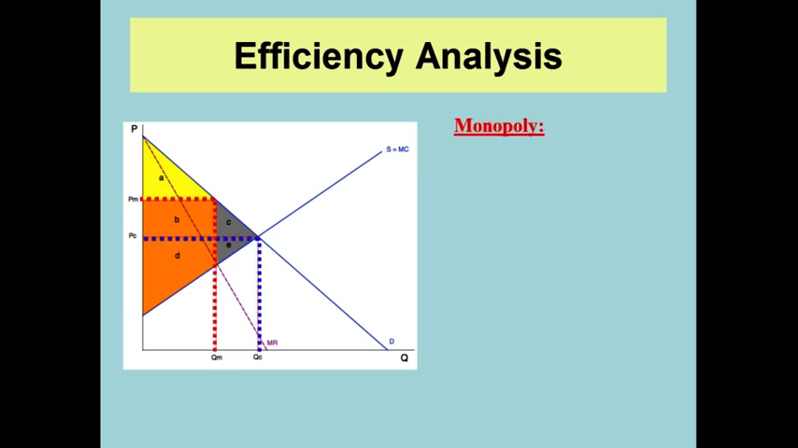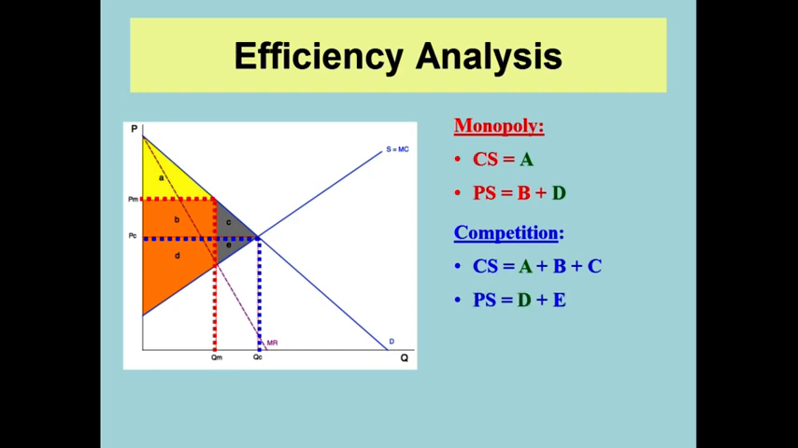All right. So again, for the monopoly, consumer surplus was A, producer surplus was B plus D, because contrived scarcity limits output to QM. But when acting as a competitive firm under competition, if they have to mimic competition, consumer surplus is A plus B plus C, and producer surplus is D plus E. Okay, so take a look.